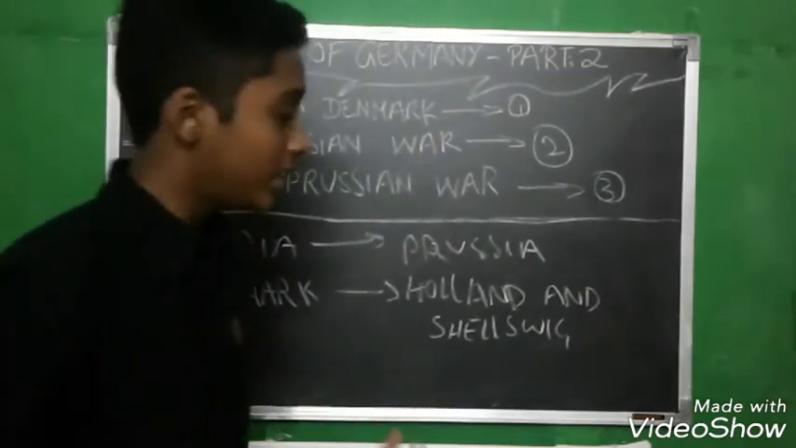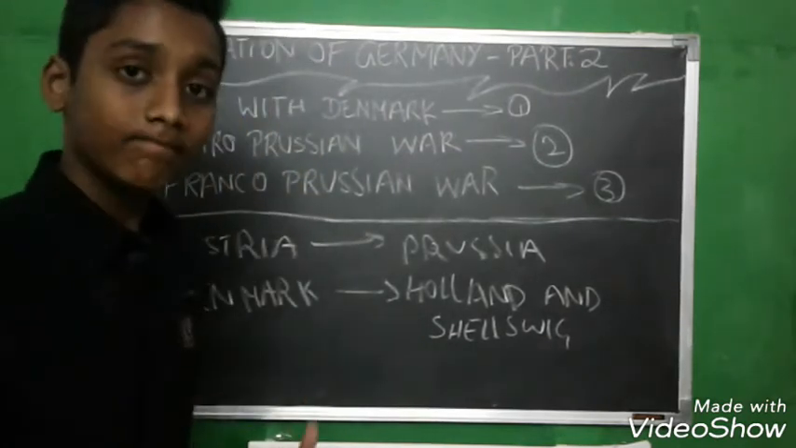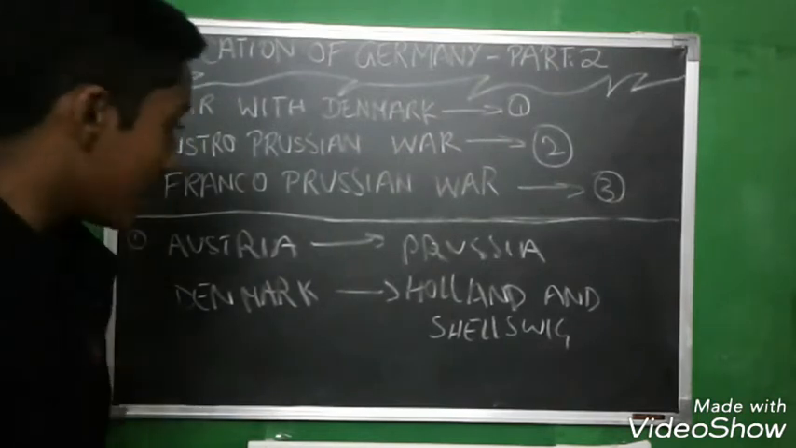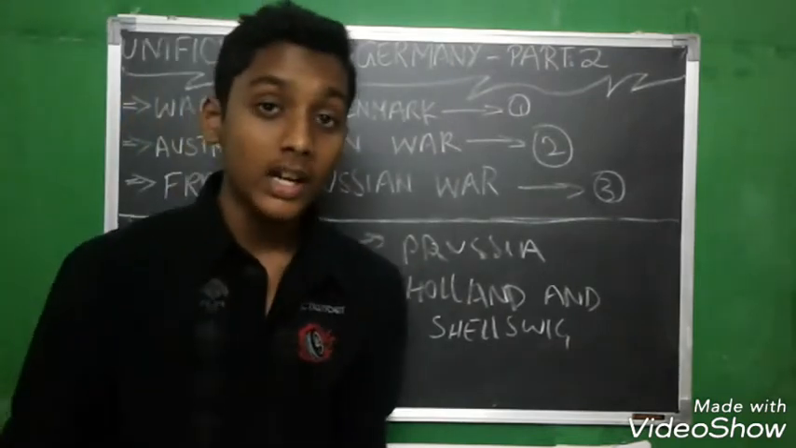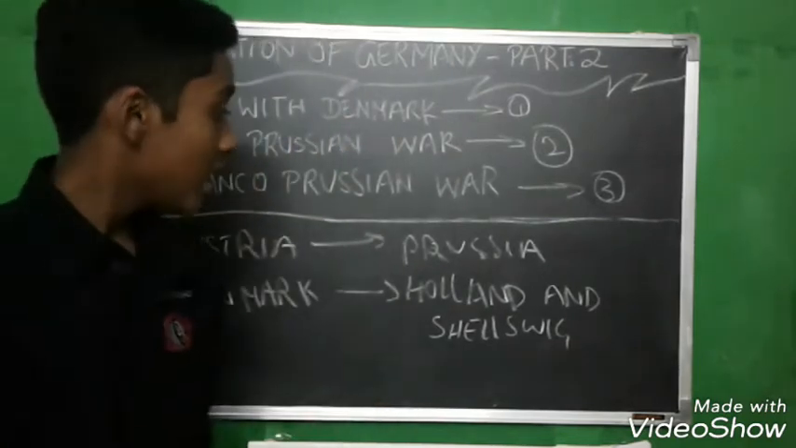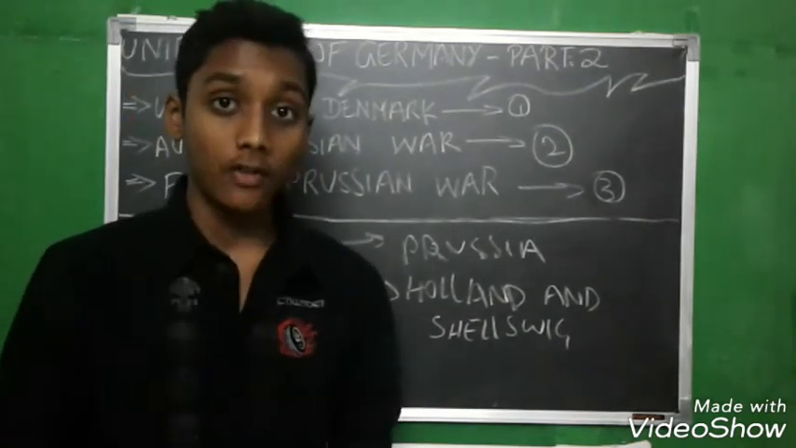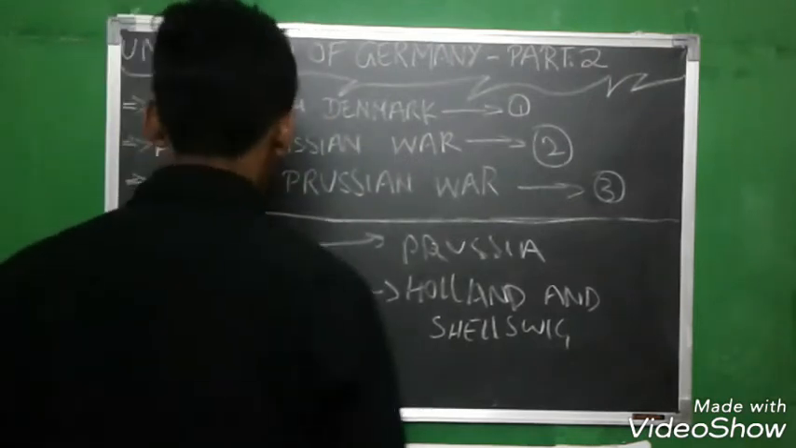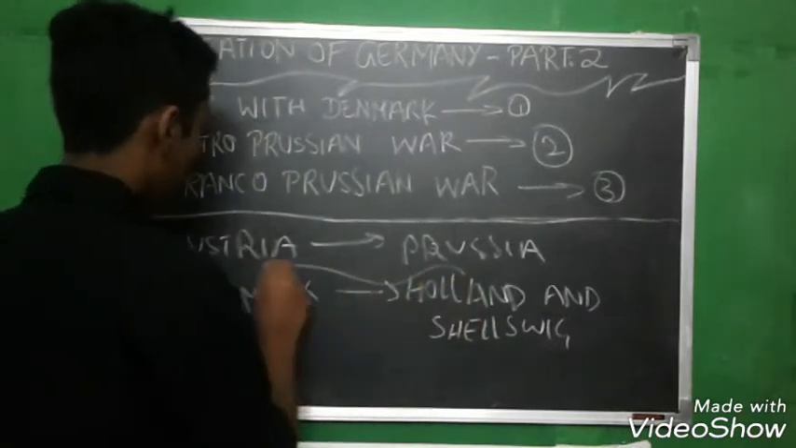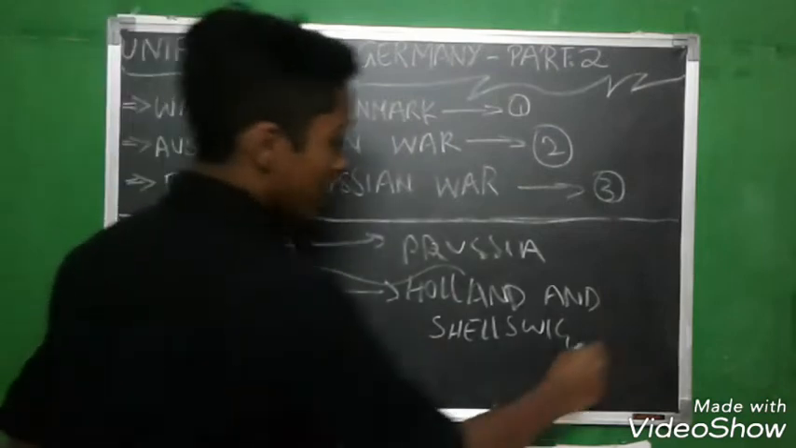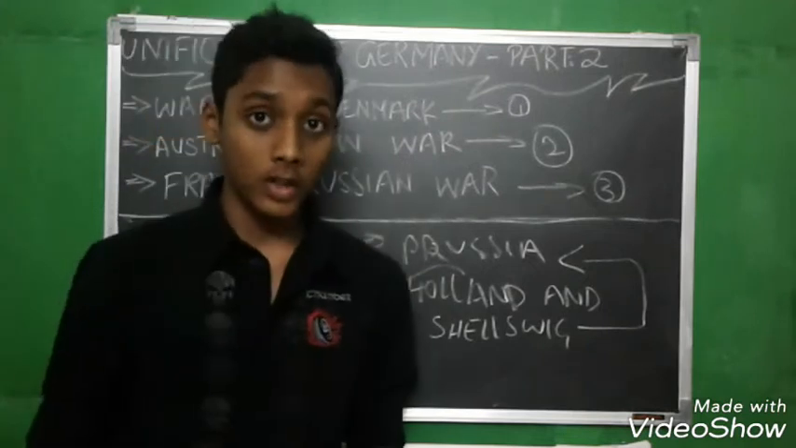He knew that it was not possible to defeat Denmark by his own power. So he joined Austria with him and defeated Denmark. Now you know that Austria and Prussia had both contributed in the war against Denmark, so it would not be fair for Prussia to take both the states. So it was 50-50: after the victory of Prussia and Austria, Holstein was given to Austria and Schleswig to Prussia. So this is the end of the first war.